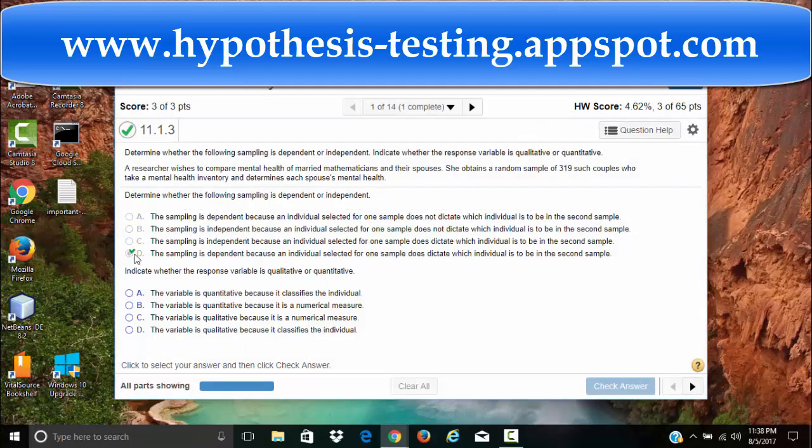Then indicate whether the response variable is qualitative or quantitative. Response variable is your y. Like in algebra, you know that y is a function of x. In algebra, you will say that your y is the dependent variable, and then your x is the independent variable. So in statistics, the y is what we call the response variable, and the x, we call the explanatory or predictor variable.